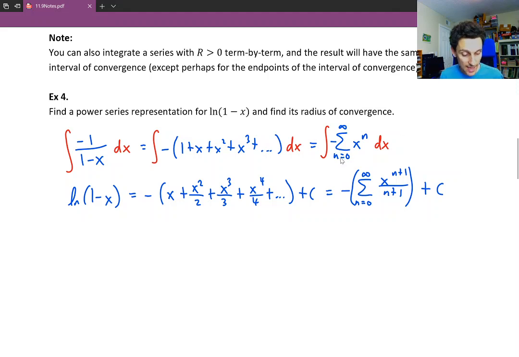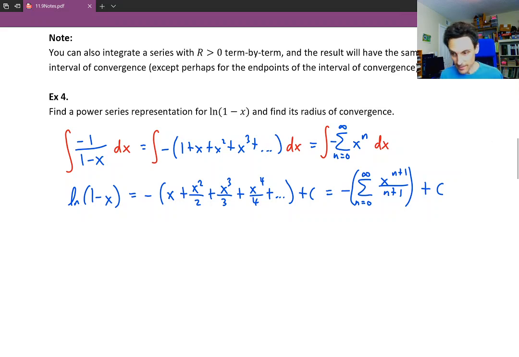Notice, by the way, that the n still started at 0, and that's because you still have the n equals 0 term. When you integrated the n equals 0 term, you just got x. So we didn't lose any terms or even gain any terms except for the plus c maybe, but that's outside the series. So when you're integrating, you don't really have to update the starting n value.